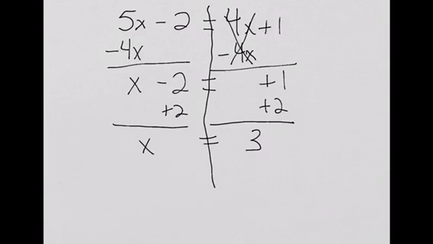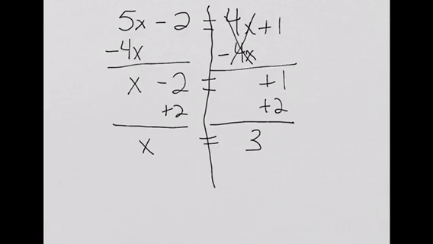You want to check that? Plug the 3 back into the original equation. It would be what? 5 times 3, that's 15. 15 minus 2 is 13. Let's see if the same thing happens on the right-hand side of the equation. 4 times 3 is 12, plus 1 is 13, so both sides of the equation are equal. So x does equal 3.